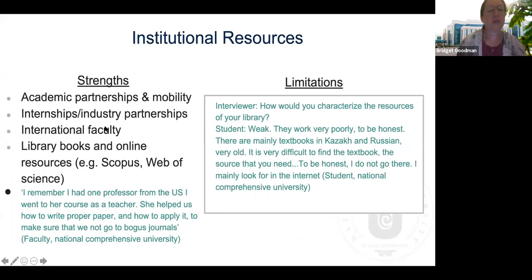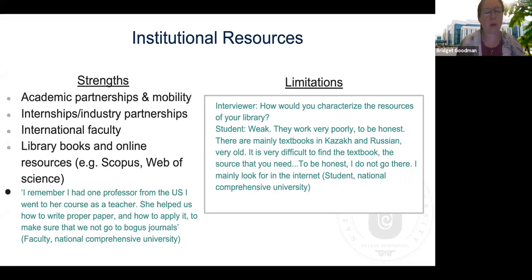All right, in terms of institutional resources, again, the strengths: students and teachers valued academic partnerships and mobility, internships, or for technical universities, partnerships with industry, having international faculty come and visit, and online resources like Scopus and Web of Science. And here one teacher in particular talks about how these partnerships contributed to her skills development.